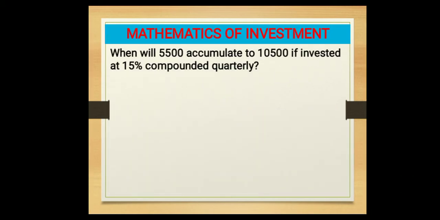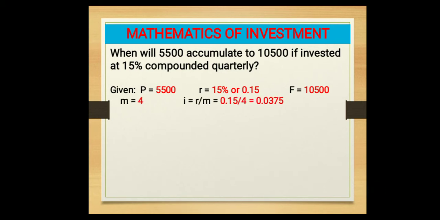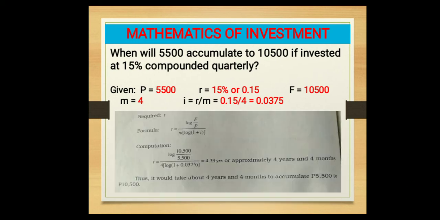Okay? So another one. When will 5,500 accumulate to 10,500 if invested at 15% compounded quarterly? So again, we have the given. Present value, 5,500. The given rate is 15% or 0.15. And the final amount is 10,500. So since it is compounded quarterly, therefore M is equal to 4. And as we notice, I is equal to R over M, so that is equal to 0.15 divided by 4, that is equivalent to 0.0375.